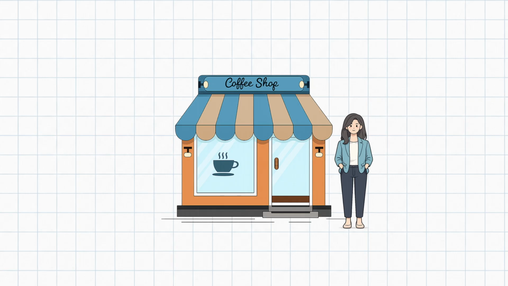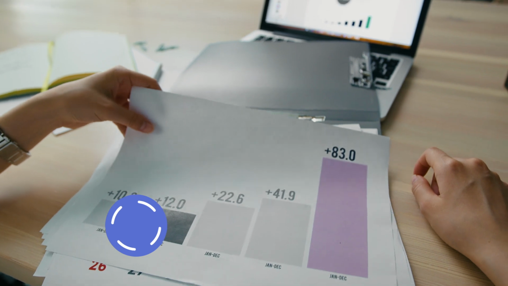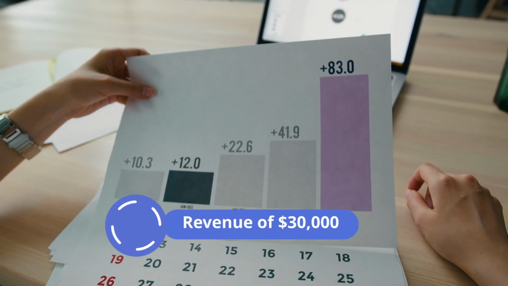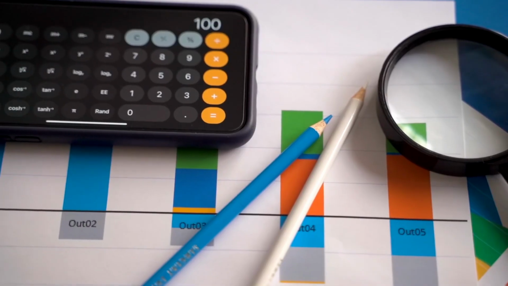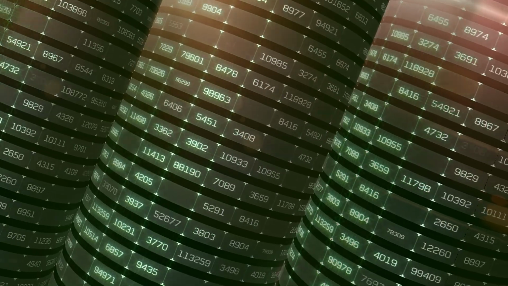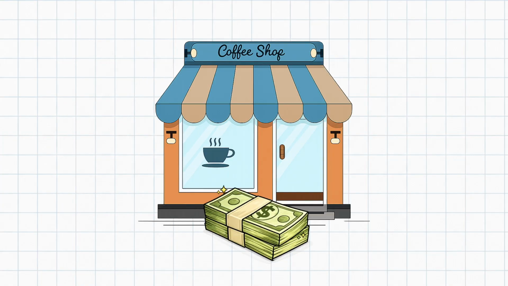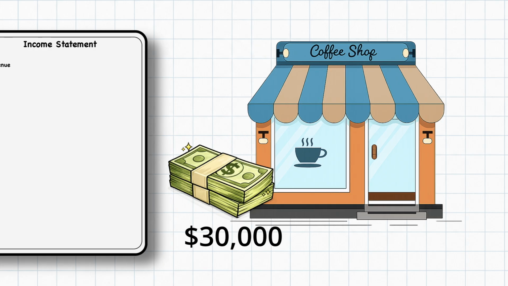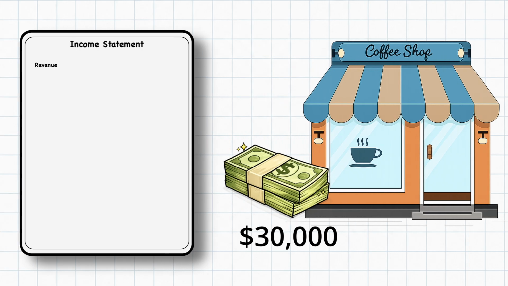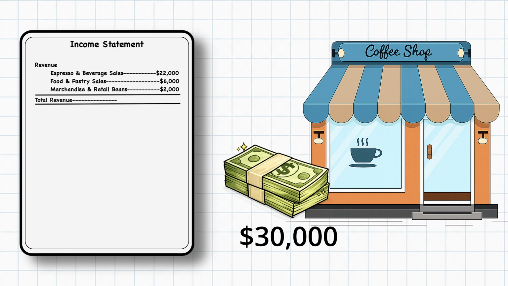Let's say you run a neighborhood coffee shop, and last month was your best month yet. Your register says you brought in $30,000. You feel rich. But looking at that top number is a dangerous game. Let's run the numbers and find the true profit. For our coffee shop, let's say you brought in exactly $30,000 last month. On a detailed income statement, you won't just see one number here. You'll see it broken down into exact line items: espresso sales, food and pastry sales, retail merch like branded mugs, and maybe even catering. But you don't get to keep all of that.